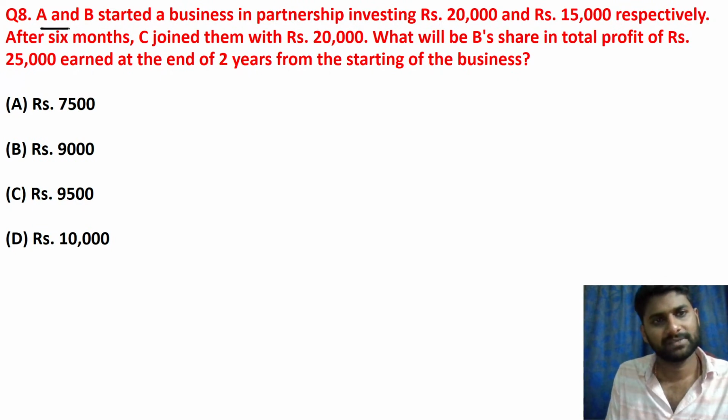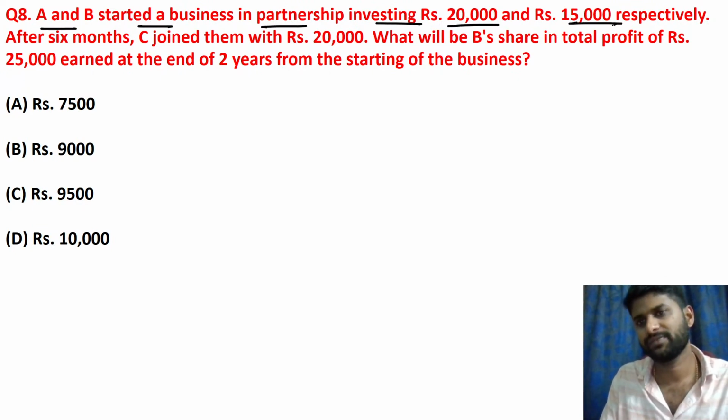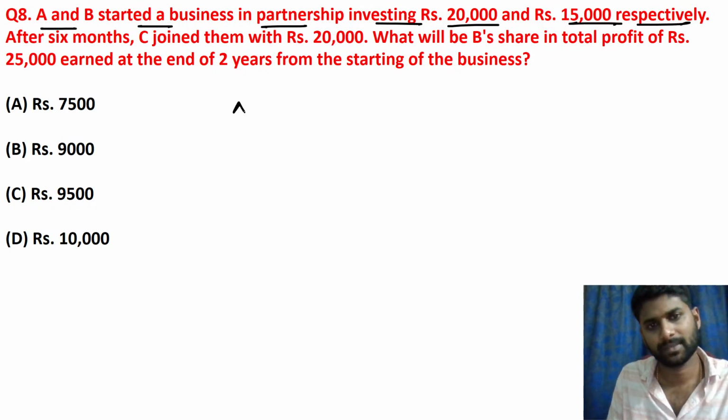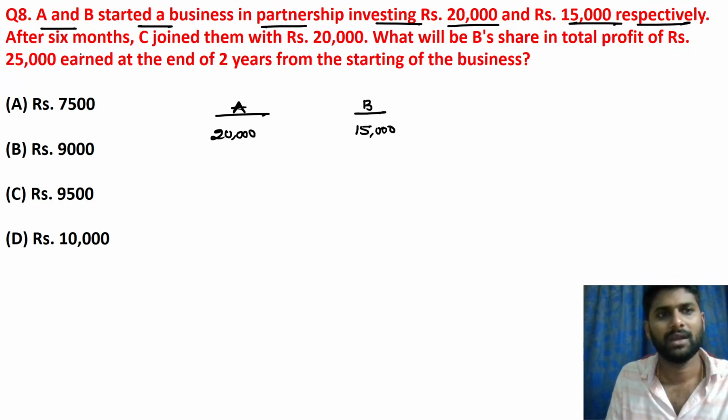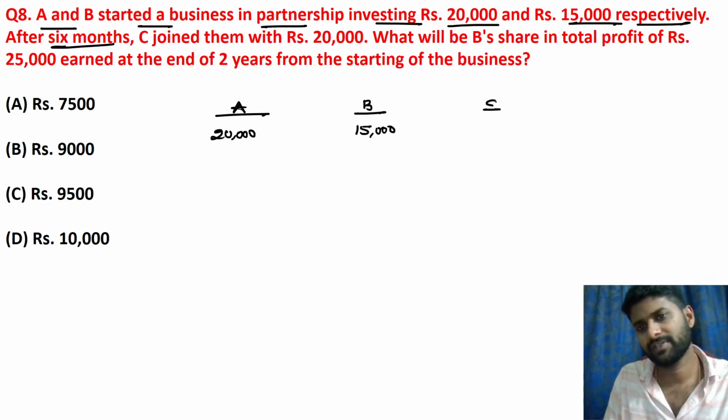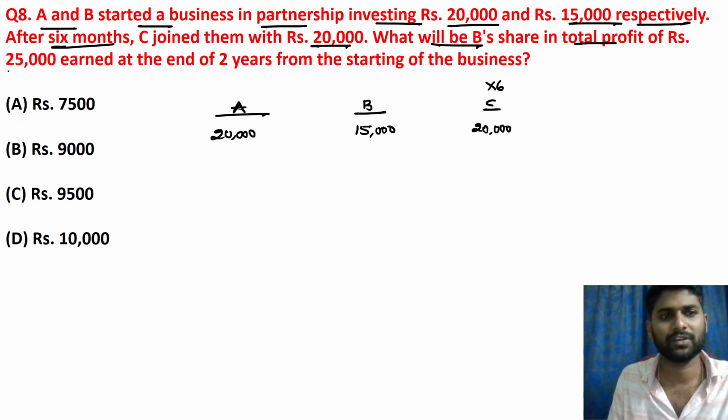Next, partnerships. Here, A and B entered a business with a partnership, investing 20,000 rupees and 15,000 rupees respectively. A invested 20,000 rupees. B invested 15,000 rupees. And after 6 months, C joined. So in the first 6 months, the person C is not there. But the person joins with a capital of 20,000 rupees. And what will be the B share of the total profit of 25,000 earned at the end of 2 years?